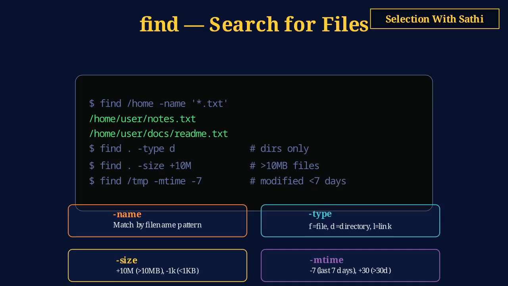The most powerful option is -exec. It runs a command on each result. For example, find . -name "*.tmp" -exec rm {} \; deletes all temporary files. The braces represent the found file.